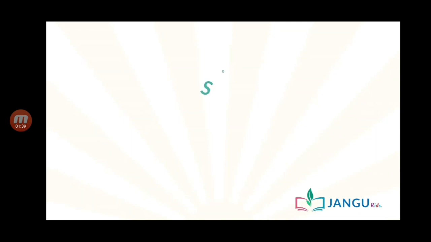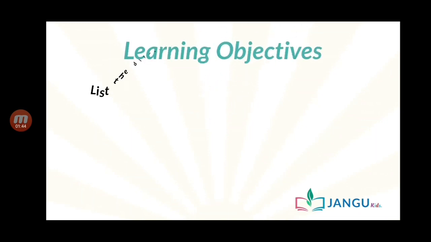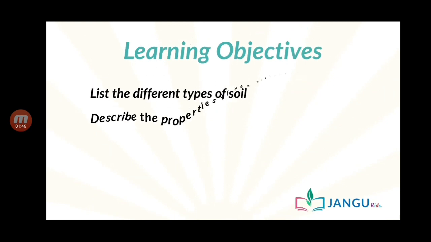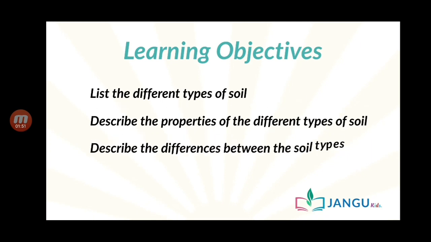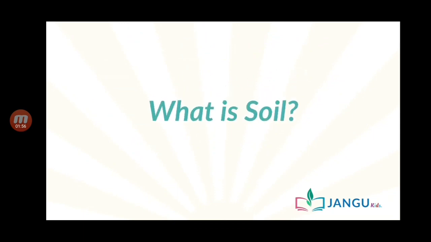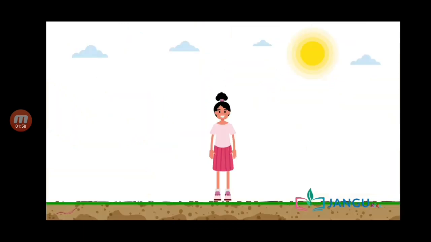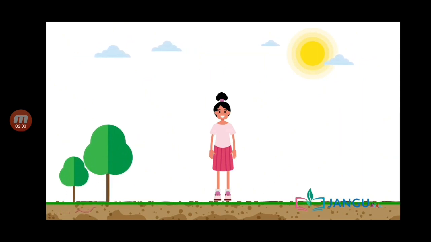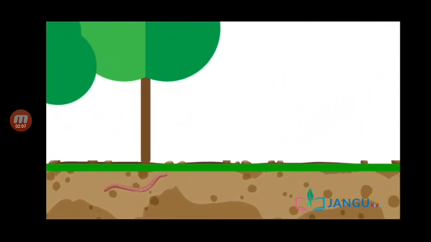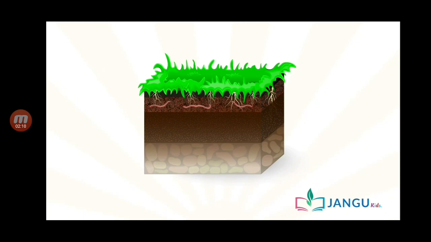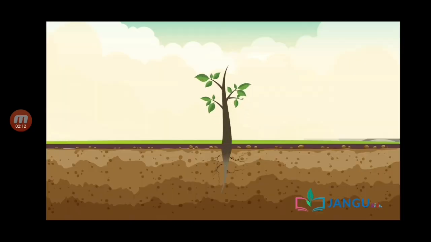Today, we will be learning about the soil. At the end of this lesson, you should be able to list the different types of soil, describe the properties of the different types of soil, and describe the differences between the soil types. First, what is soil? Soil is the topmost layer of the Earth's crust that plants grow in. Soil is made up of minerals, air, water, and microorganisms. The soil is a home to smaller organisms and helps plants to grow.